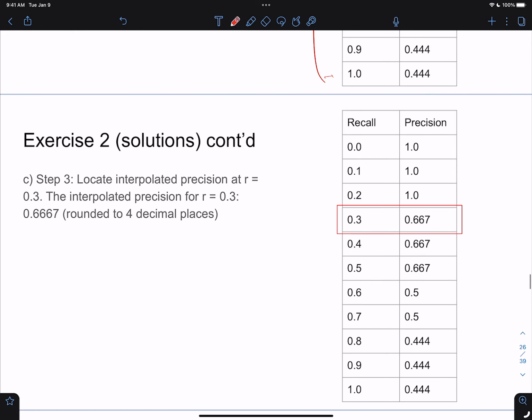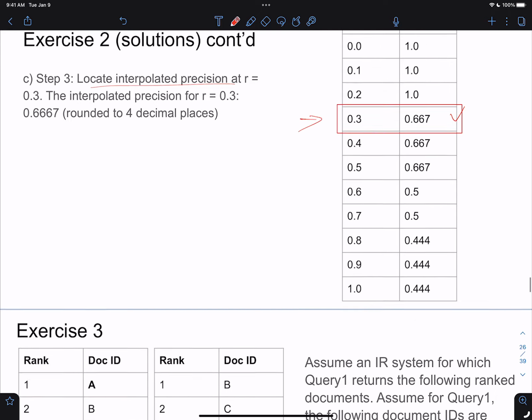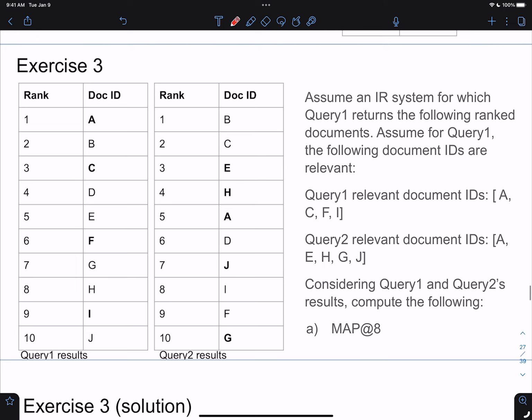Now, once you've done that, you can locate the interpolated precision at R is 0.3 in this instance, and the interpolated precision for R is 0.3 will be 0.667. Okay, pretty straightforward. Now, exercise 3.